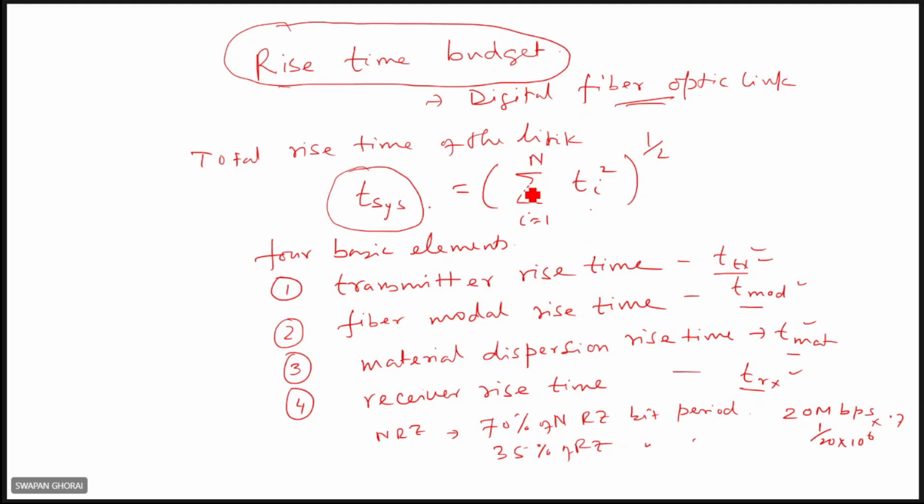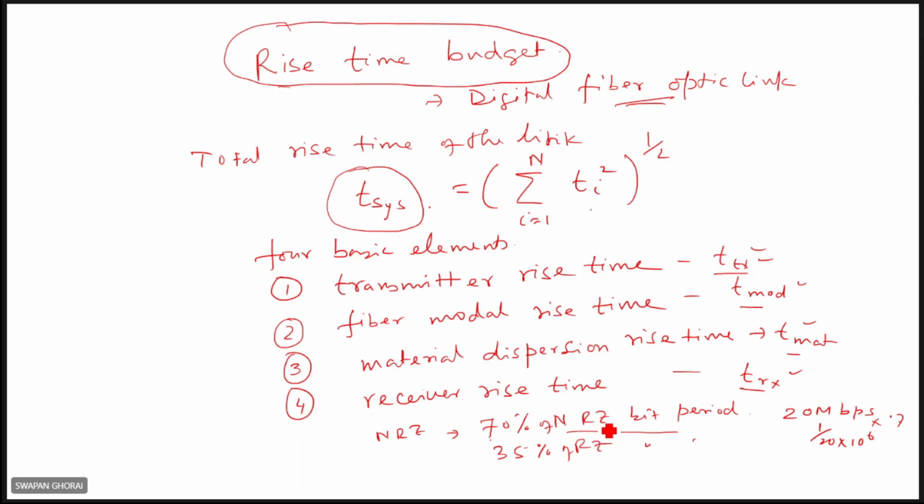That means in most cases n equals 4, from 1 to 4. While considering these system rise times, one thing should be considered to determine the system performance. The total system rise time should not exceed 70% of the NRZ bit period, if it is an NRZ system. Generally, these digital systems are either NRZ or RZ, which are different versions, and Manchester coding also, etc.